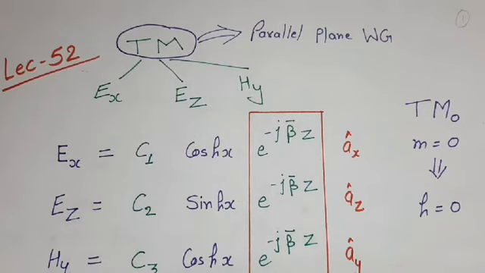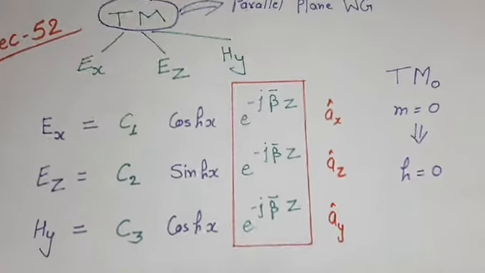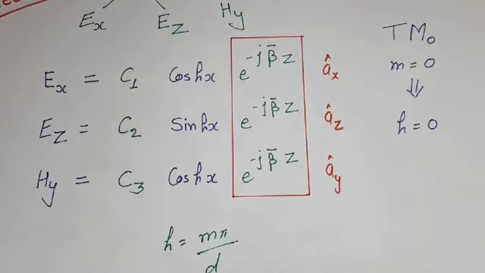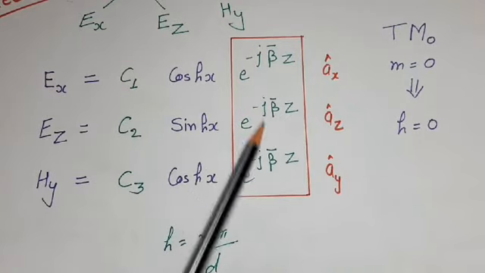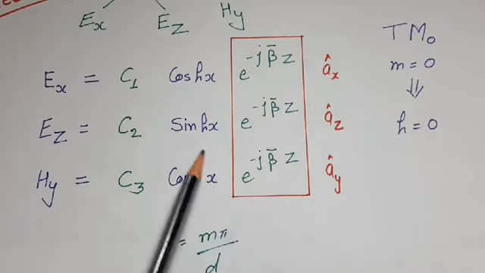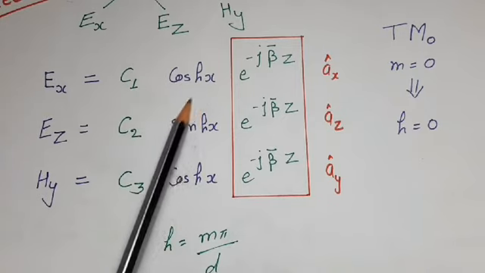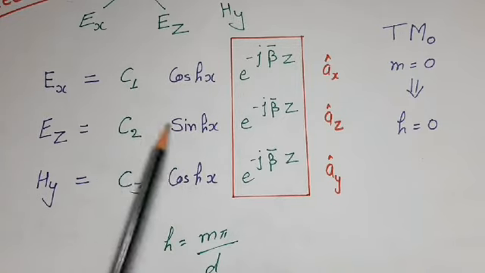Now field variation of Ex, Ez and Hy will depend upon their field expressions. These all three field expressions will contain a constant term, that is C1, C2 and C3 respectively, will contain a term e power minus j beta bar z, which shows that all fields will vary sinusoidally in z direction with a wavelength of lambda g, that is guided wavelength. Will also contain a term either sine or cosine, which shows the variation in x direction. So these are three basic components of these three field expressions.